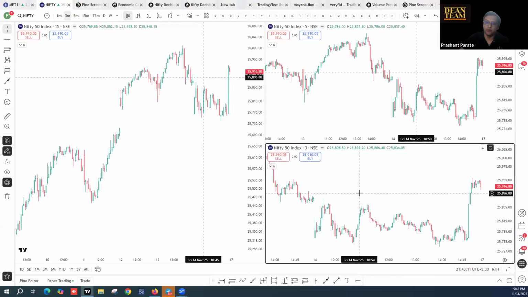So this is one thing. And if you are an investor, then you can use a weekly chart. You can analyze only on weekends. And if you are a swing trader, you can use daily charts. Check at the end of the day.